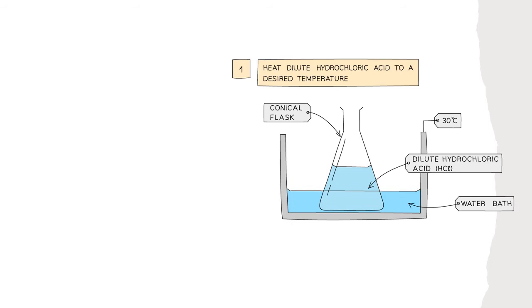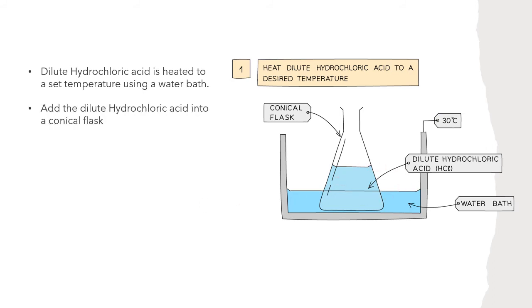Okay, ini setup of experiment untuk effect of temperature. Okay. Dilute hydrochloric acid heated up to a certain temperature using water bath. Okay, katakan suhu bilik tak sampai 30 kan, so kita nak panaskan asid sampai 30, so kita letak dalam water bath dan kita panaskan. Okay.